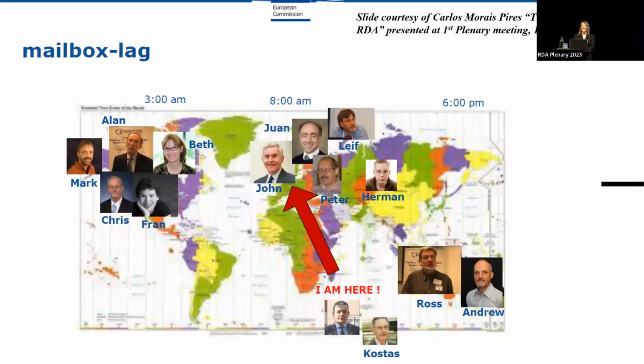This is the slide, so I'm afraid it's hard to see, but some of the people are with us here in the audience. And this is Carlos Moraes Pires, who was the European Commission project officer. During his presentation on the 18th of March, he showed this picture with the different people. We have quite a number of them in the audience, and you'll hear about them later on, because I think it's important for us to go back so we can go to the future.